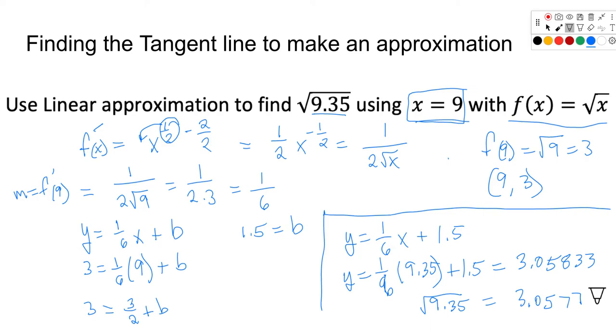Okay, but see, nothing really new. Find the tangent line. We've been doing that. That's why we're having you do it. But now we're going to use it. If you follow that tangent line, you can get a relatively accurate estimate.